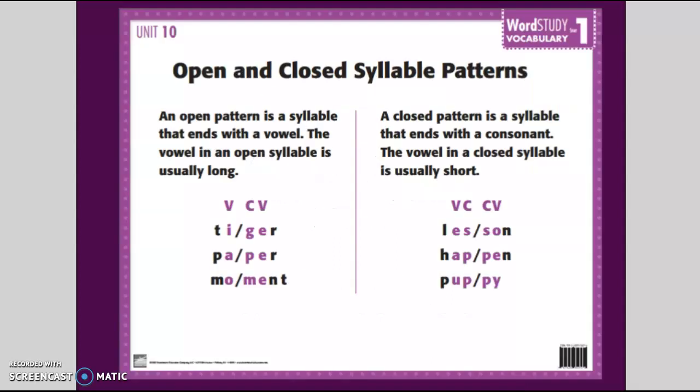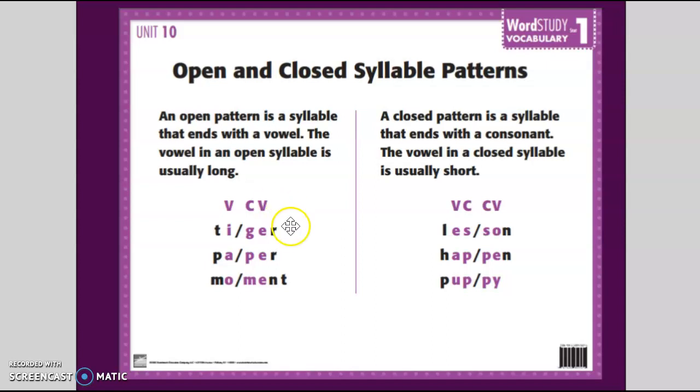Open and closed syllable patterns. An open pattern is a syllable that ends with a vowel. The vowel in an open syllable is usually long. V stands for vowels, A, E, I, O, U, sometimes Y. Consonants are all the other letters, and this other V stands for vowels.